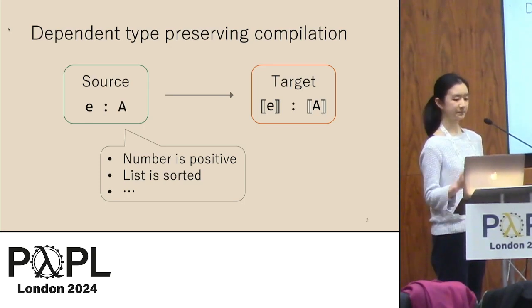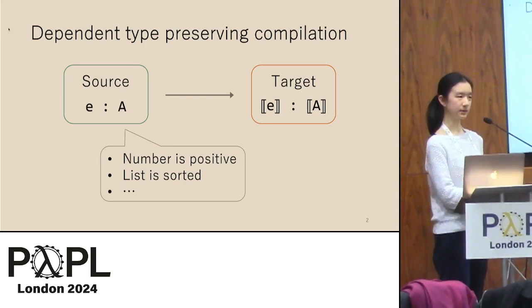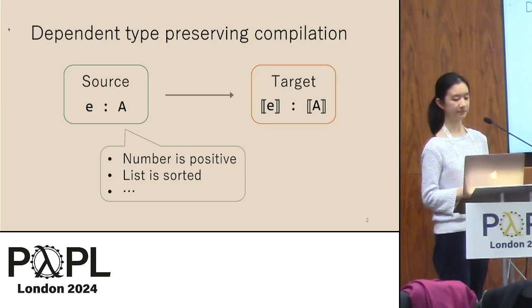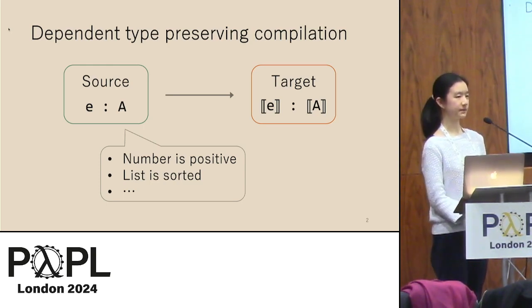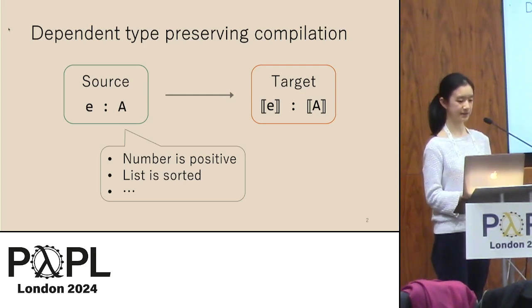A compiler is said to be type preserving if it translates a well-typed source program into a well-typed target program. This property is particularly important when the source and target are both dependently typed, because preserving dependent types would mean preserving various program invariants such as positiveness of numbers and sortedness of lists.